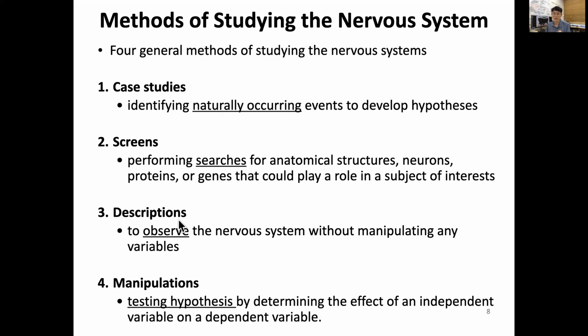And the third one is description. We just watch, okay, to observe the nervous system, without manipulating, without touching any variable. On the other hand, manipulation is another way of studying, which means we want to test a hypothesis by determining the effect of an independent variable on a dependent variable. So we modulate or manipulate, and then we see the outcome. So that's also a good way to understand the whole system.